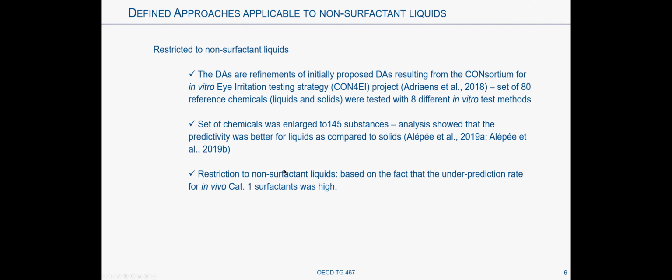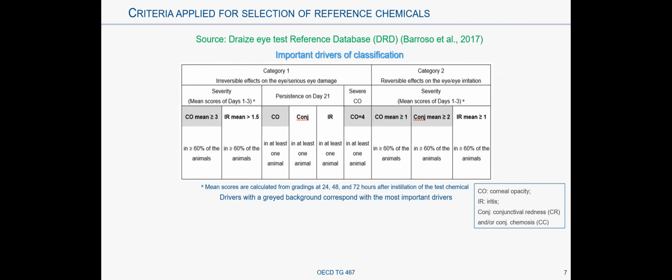And then furthermore, the surfactants were also not applicable into this DA because the underprediction rate for in vivo CAT1 for surfactants was too high. Then, as I mentioned already, the source of our Draize data, or the reference data for the liquids, was the Draize reference database, or the DRD. And the important drivers of classification were represented in our data set.